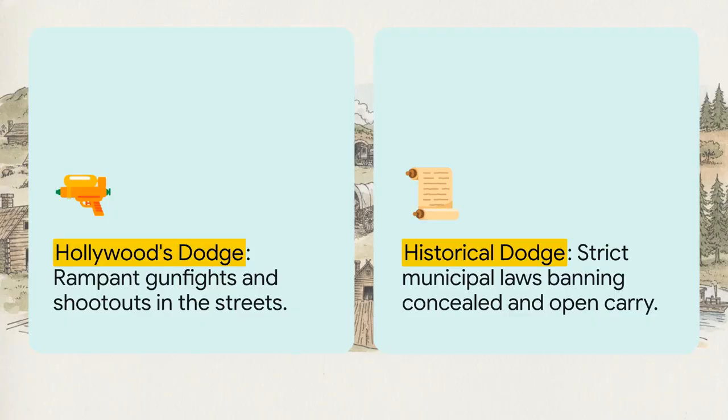Oh, and to shatter one more myth for you, let's talk about Dodge City. Hollywood loves a good street shootout, right? But historically, the moment Dodge City established a local government, they enacted strict municipal laws banning both concealed and open carry of firearms within city limits. Law enforcement spent way more time confiscating guns from rowdy cowboys than they ever did engaging in epic duels. The goal was simply to reduce crime and protect their businesses.